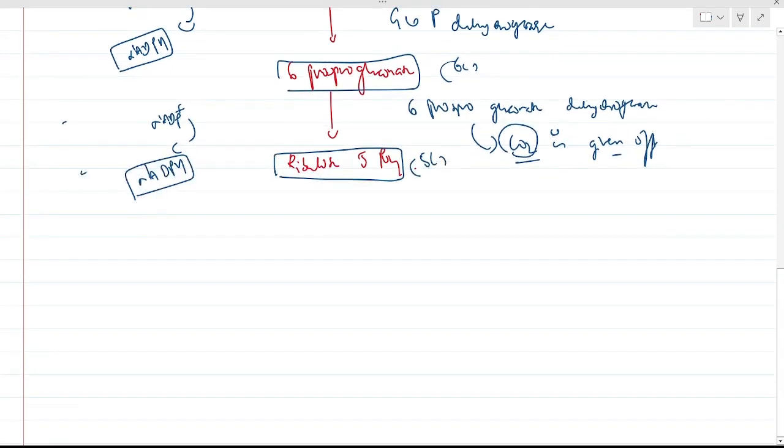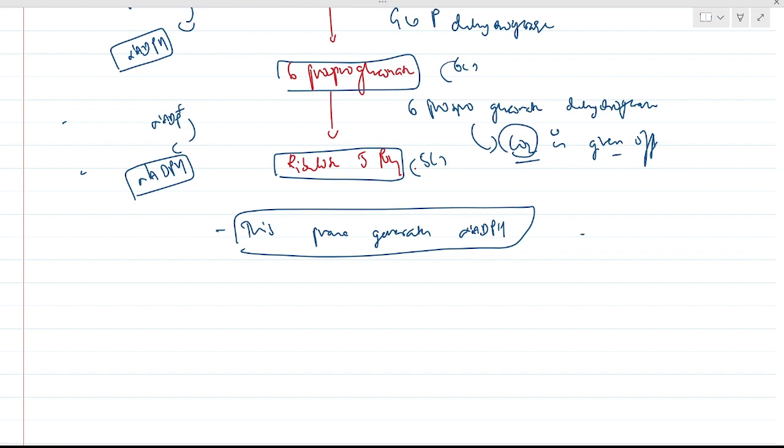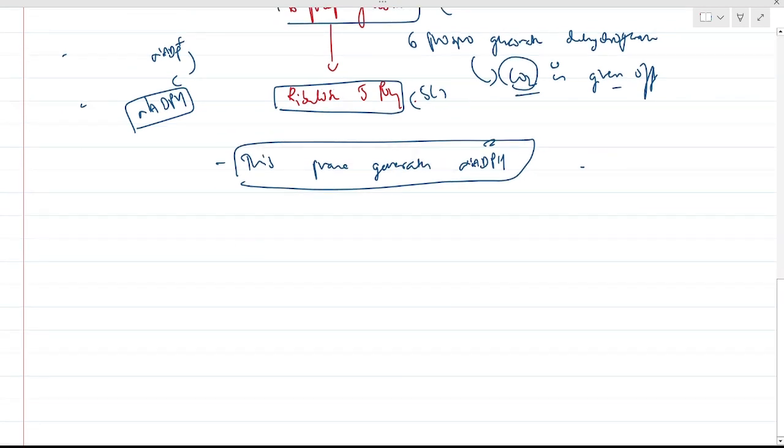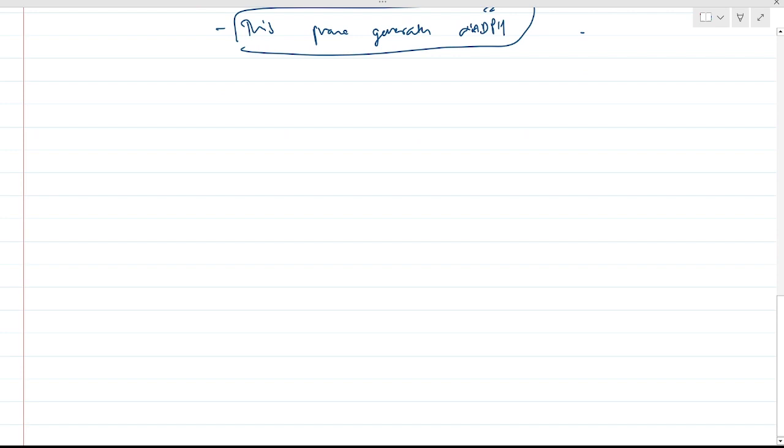From this reaction we have seen that this phase generates NADPH. Very important point: this phase, and in general the hexose monophosphate pathway, generates NADPH. Why are we giving it so much importance? We'll see the biochemical significance of NADPH.